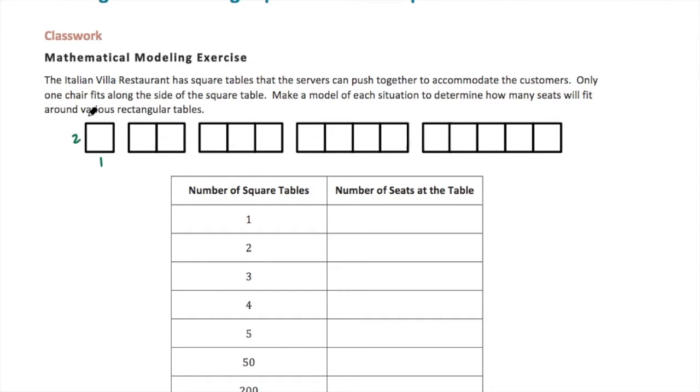Good, assuming you paused already. Alright, so 1 table, we could fit 4 chairs. Now when we push 2 together, don't assume that there's going to be room for 8 chairs. Let's look at it.